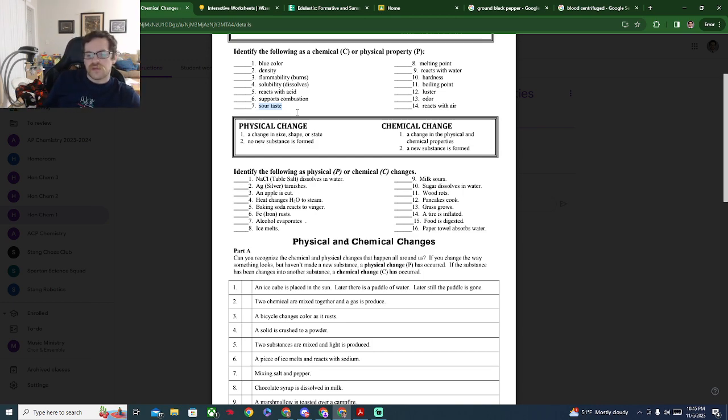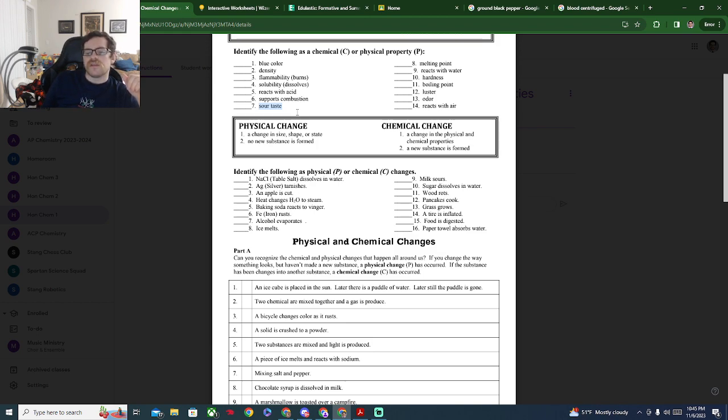Alcohol evaporating. This is the same thing. It's pretty much the same as boiling. It's a change from liquid to gas. Ice melting, same deal. A state of matter change. Right, sugar dissolving in water. Dissolving is a physical change.